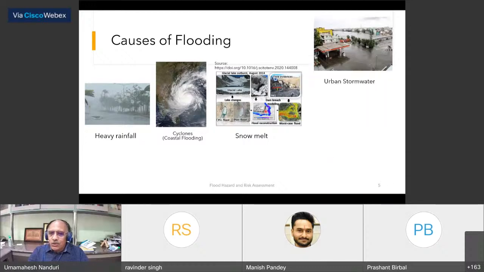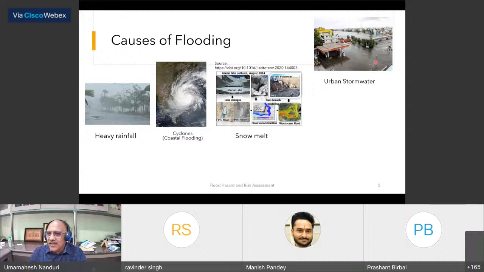These urban floods do not actually come under the category of floods that I'm talking about. The topic of discussion for this training program is fluvial floods, or river floods. But because I'm talking about flooding, I think floods have also become more frequent in urban areas.